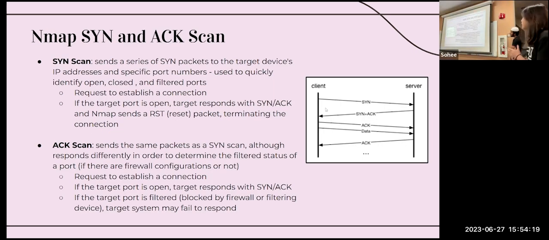Okay, so there are 2 primary scans that we'll be talking about. With the SYN scan, what it does is that it sends a series of SYN packets to the target's device IP address and specific port numbers. We usually use the scan to quickly identify open, closed, and filtered ports.